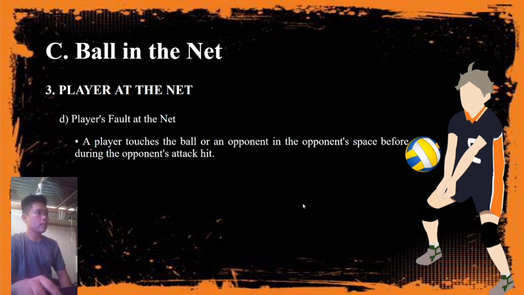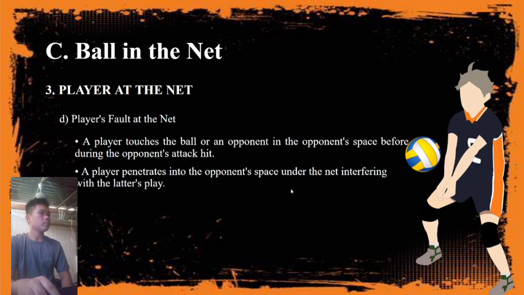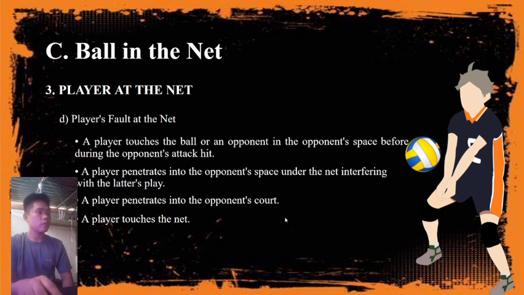Player's fault at the net. A player touches the ball or an opponent in the opponent's space before or during the attack hit. A player penetrates into the opponent's space under the net, interfering with the latter's play. That's a fault. A player penetrates into the opponent's court. A player touches the net. If the player touches the net, of course it's a fault. The officials may call it a fault.